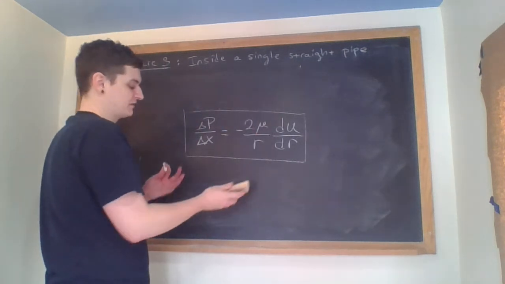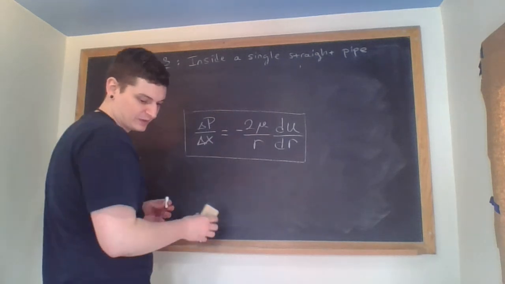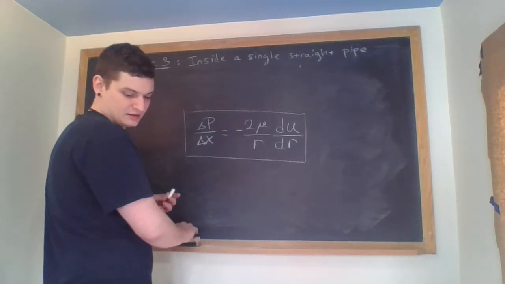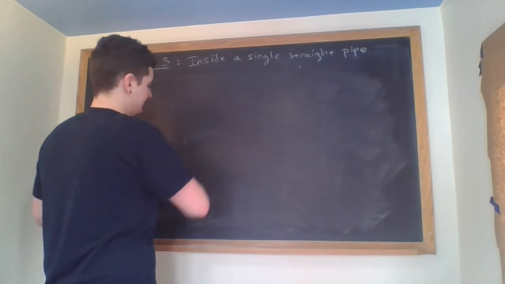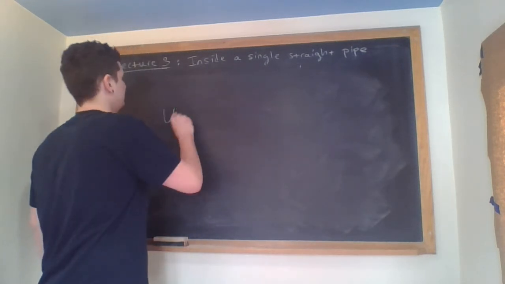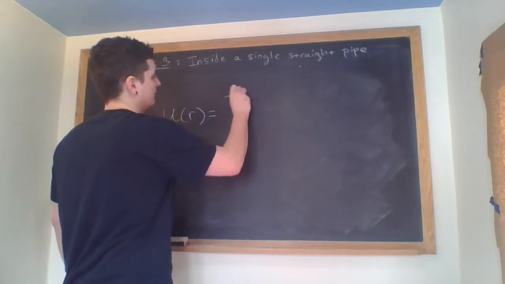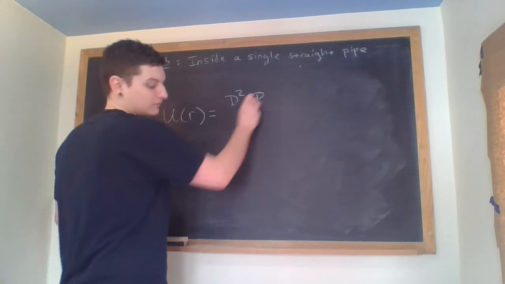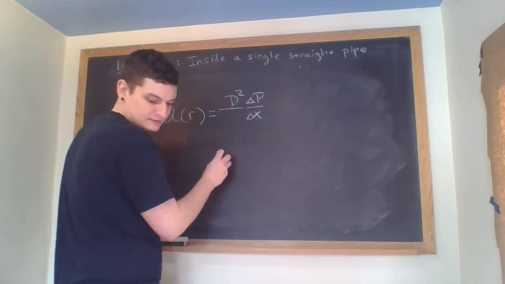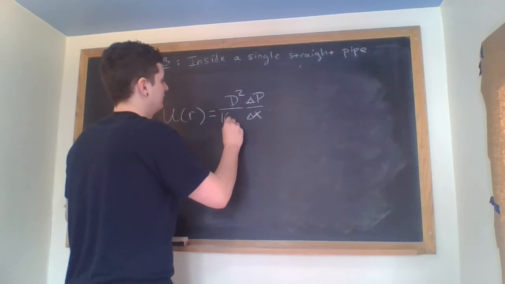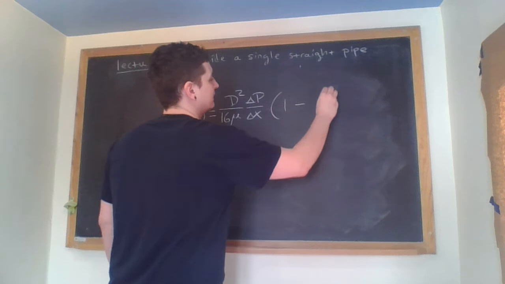All right, so you want to find U of R, so what you do is you separate and integrate, and I did that in the notes, and you should look that over. But for these, we'll just cut to the chase. After you're integrating, what do you get? You get this. And then you write it this way.